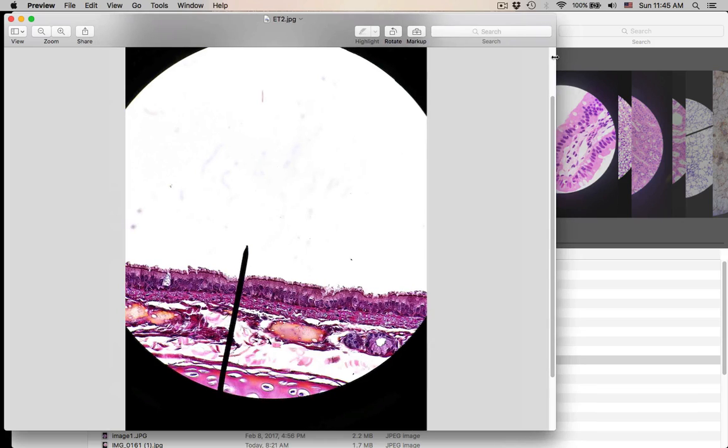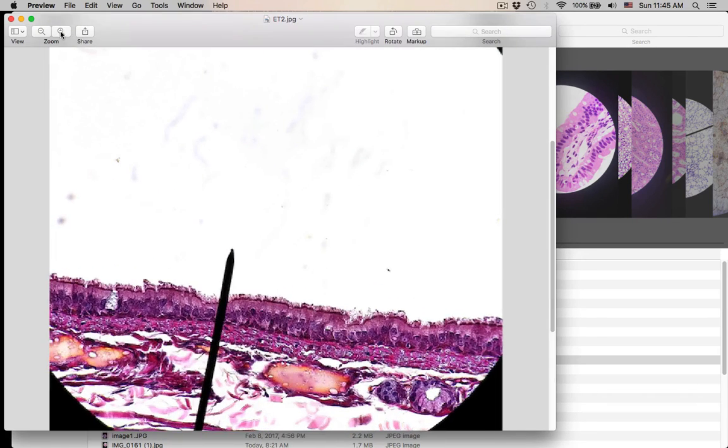This type of epithelium is pseudostratified. It looks stratified, yes. Pseudo means fake. Pseudostratified ciliated. You can see the cilia. These are columnar cells. So number 10, pseudostratified ciliated columnar epithelium.